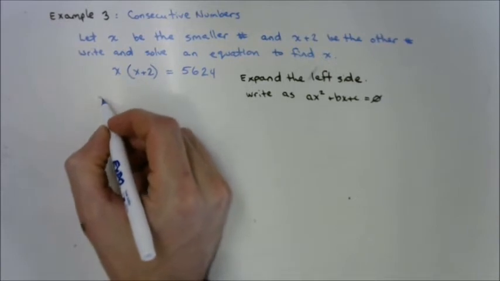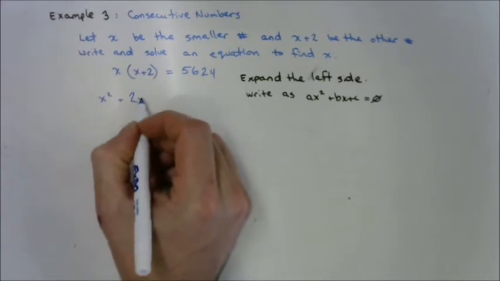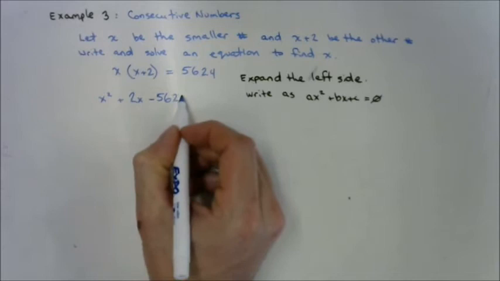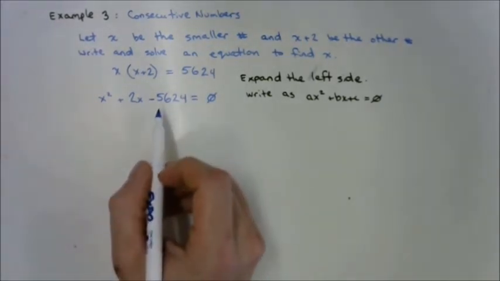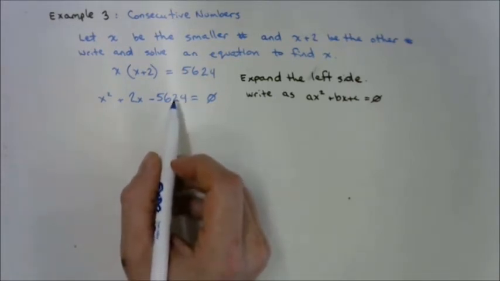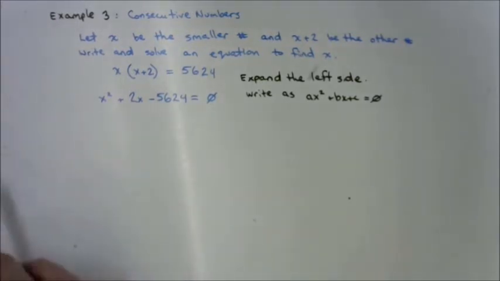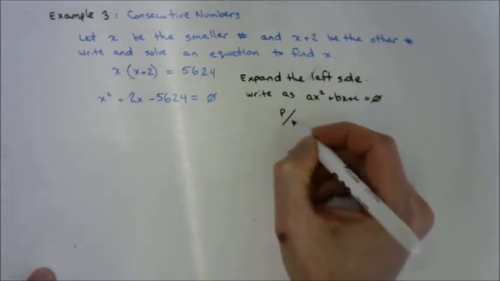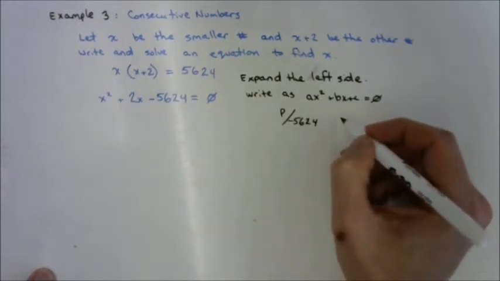x times x is x squared. x plus x times 2 is 2x. And I'm right away going to do the next step as well. I'm going to subtract 5,624 from both sides. Now in order to factor this, I'm looking for two numbers that will multiply to negative 5,624 and add to positive 2. So if I'm looking at sum and product, I've got a product of negative 5,624 and a sum of 2.